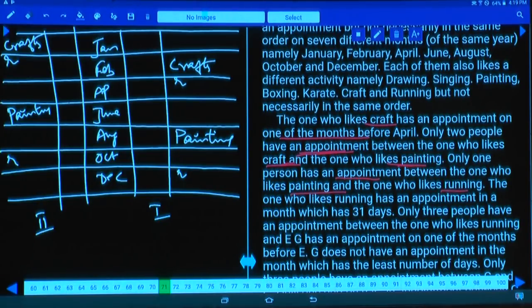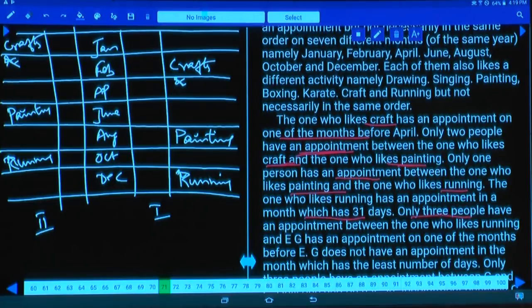And the one who likes running has an appointment in a month which has 31 days. In this case, running cannot be here because April is having only 30 days. Hence, in case 1, running must be in the month of December. And in case 2, running cannot be at this place because it is Feb, and running must be in this place, in the month of October.